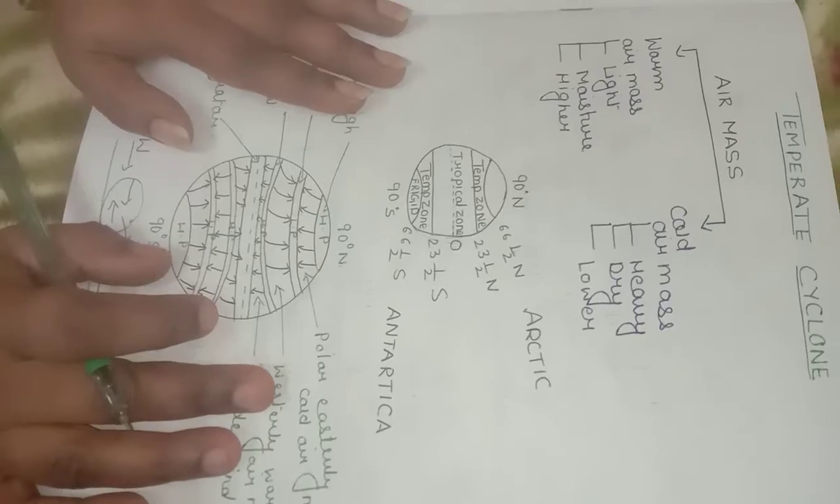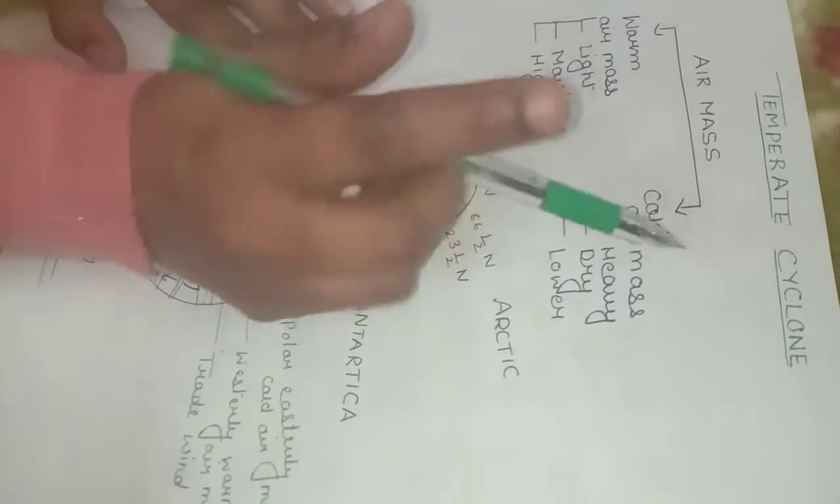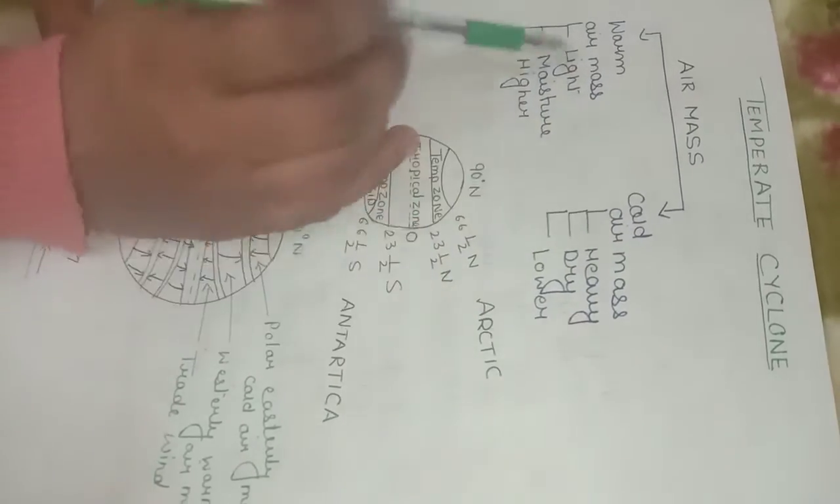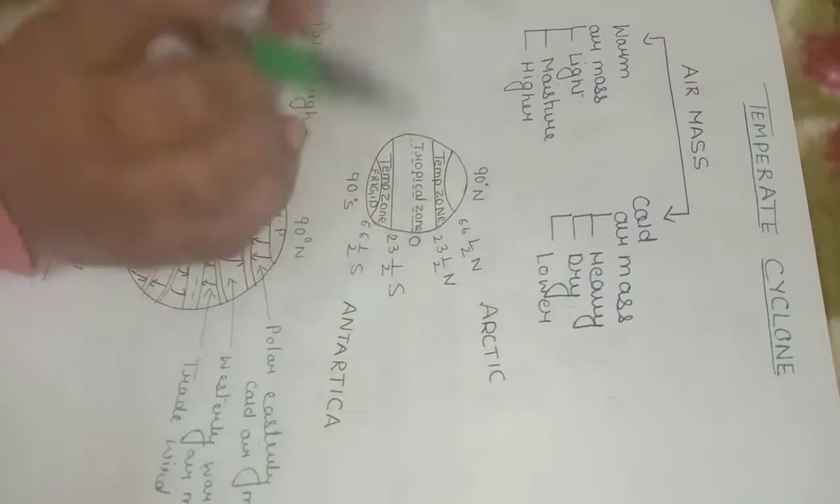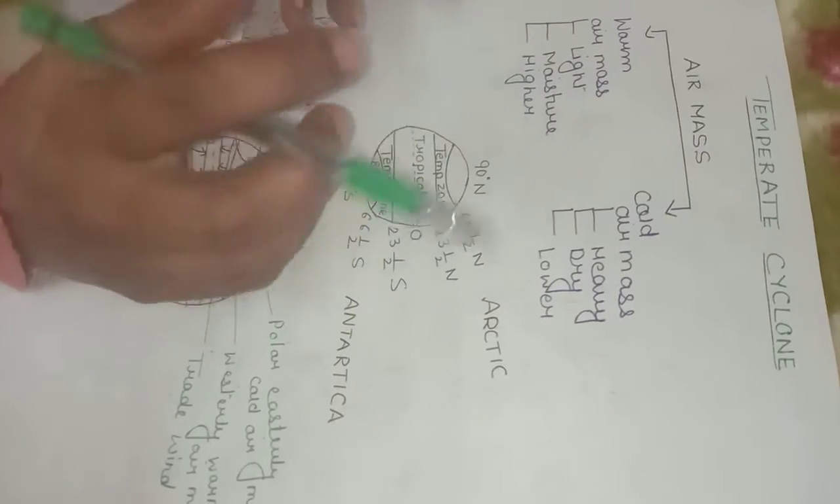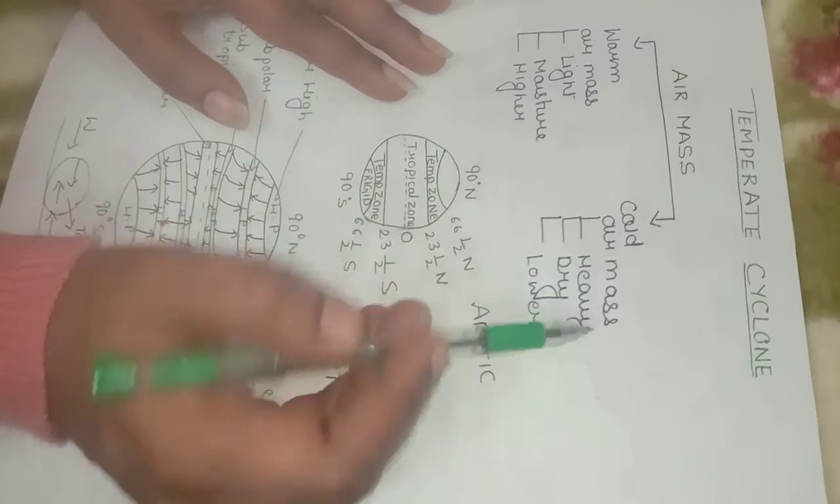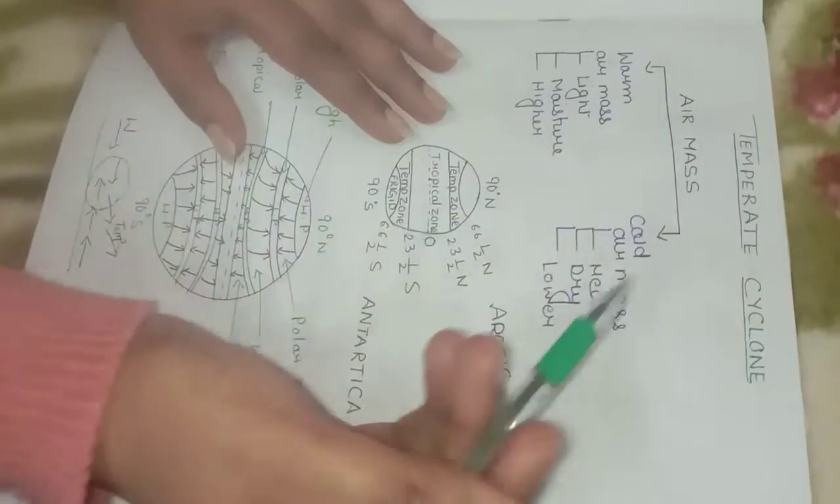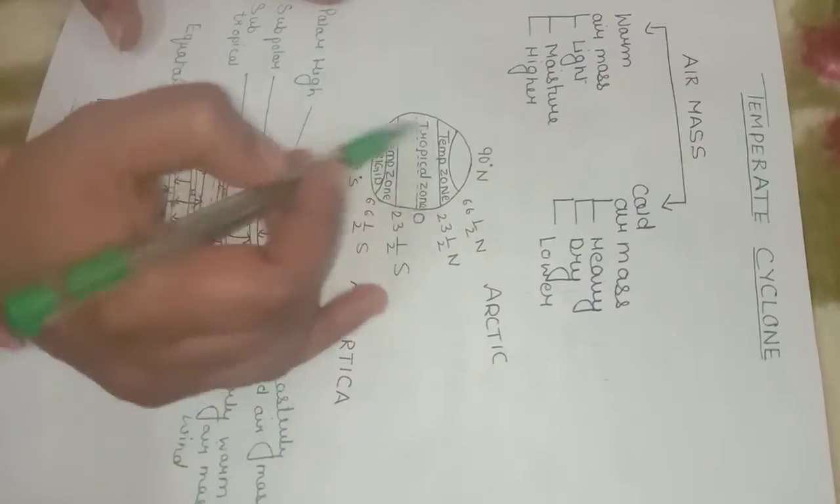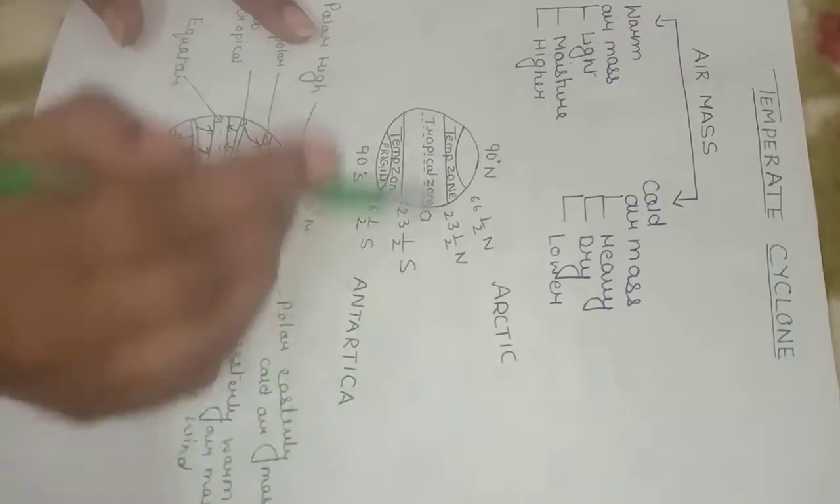Okay, today we discuss temperate cyclone. Temperate cyclone, air mass. Air mass is divided into two parts: warm air mass and cold air mass. Warm air mass is lightweight and moist, and goes upward, and cold air mass is heavy and dry and goes downwards. Okay, it's a simple diagram, as you all know about it.